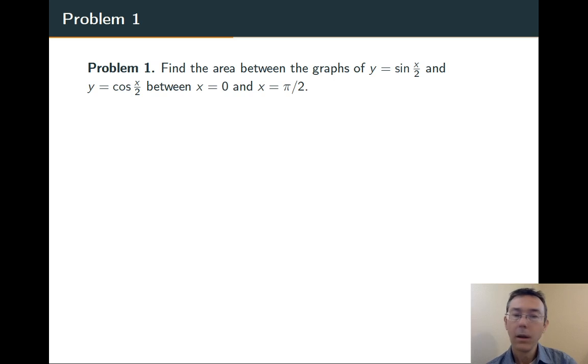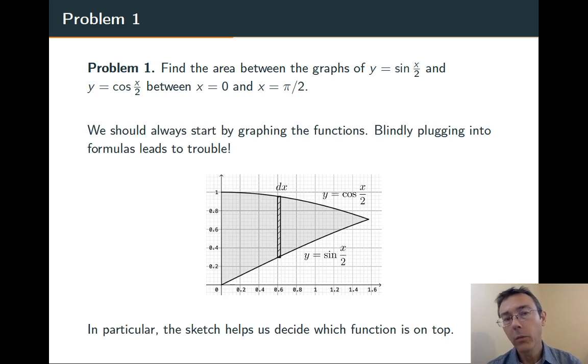Problem 1. Find the area between the graphs of y equals sine of x over 2 and y equals cosine of x over 2 between x equals 0 and x equals pi over 2. I strongly recommend graphing the functions before you start plugging into that formula. If you just start blindly plugging in, you tend to get into trouble. Feel free to use technology to do those graphs.